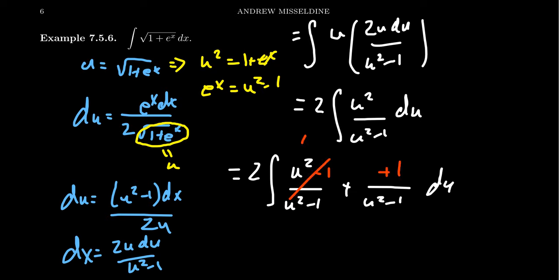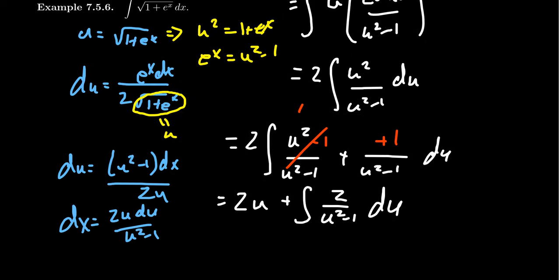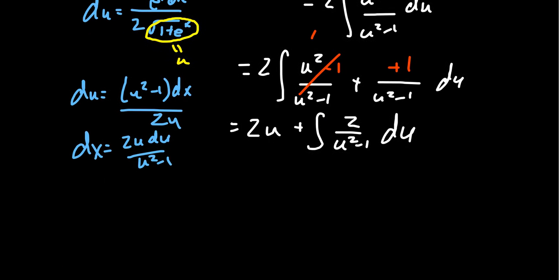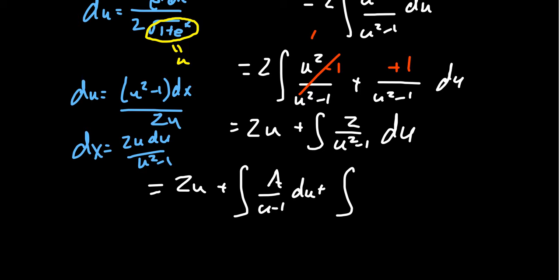The antiderivative of 1 with respect to u, of course, will just be u. So we get a 2u. And then we get the integral of 2 over u squared minus 1 du. This one right here, 2 over u squared minus 1, we could try to do some type of secant substitution, but I think partial fractions would be much cleaner in this situation. Because our partial fractions will look like a over u minus 1, plus b over u plus 1, just factoring u squared minus 1 there.